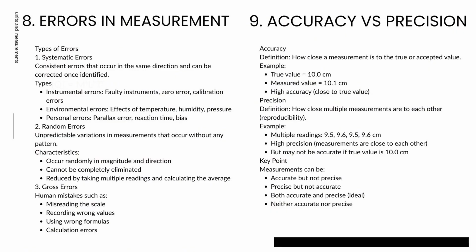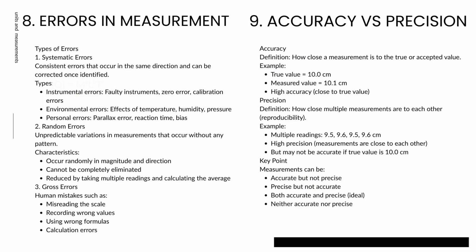We also have random errors, which are unpredictable variations in measurement that occur without any pattern. They occur randomly in magnitude and direction. They cannot be completely eliminated easily. They are reduced by taking multiple readings and calculating the average.